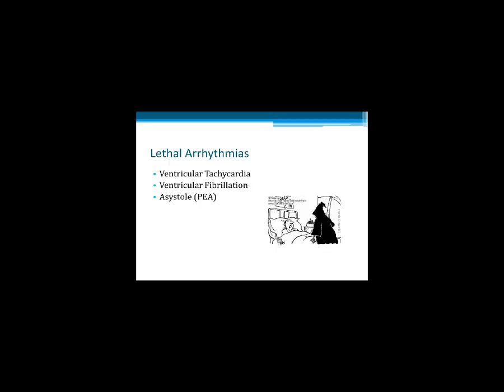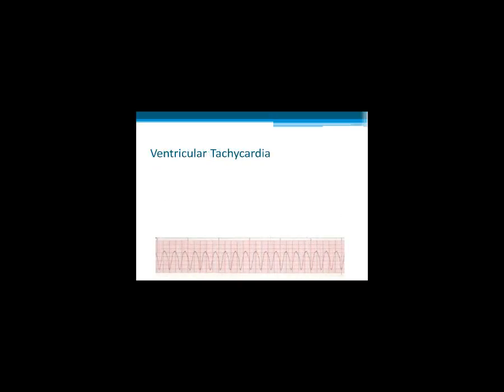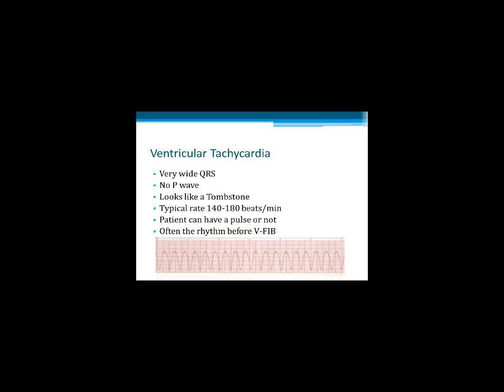Okay, let's talk about a few lethal arrhythmias. These are the ones that are gonna kill you. So VTach, ventricular tachycardia. With VTach, we have a very wide QRS. There is no P wave. Looks like a tombstone because if you let it stay there long enough, you will be a tombstone. Typical rate can be 140 to 180. The patient may or may not have a pulse, and this is often the rhythm you'll see before they go into ventricular fibrillation. So right now we still just have tachycardia.